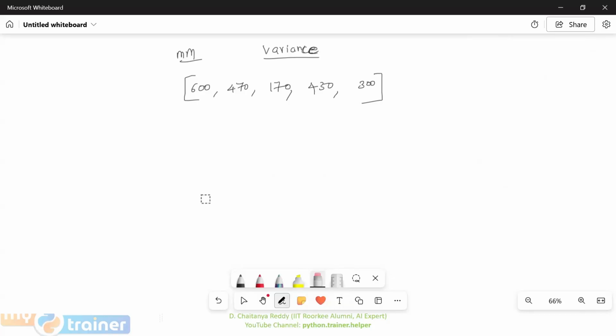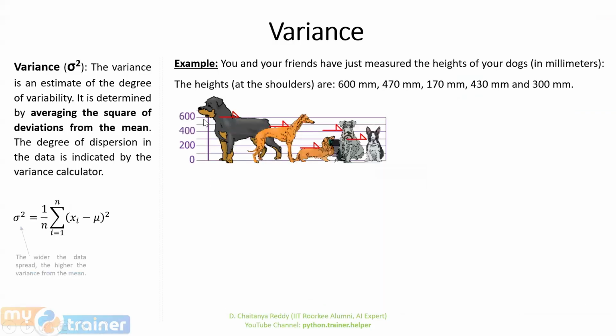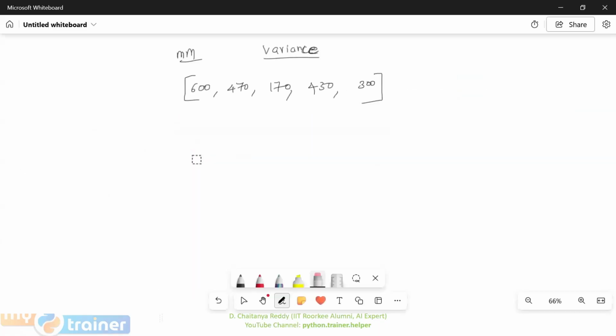Okay, these are the dogs. This is what I represented here. We just measured each and every dog: dog 1, 2, 3, 4, 5. The red symbols indicate these measurements. This is the height of the first dog, this is the second dog's height, third dog's height, fourth dog's height, fifth dog's height, on the y axis scale of height in millimeters. So these are the measured heights of each and every dog.